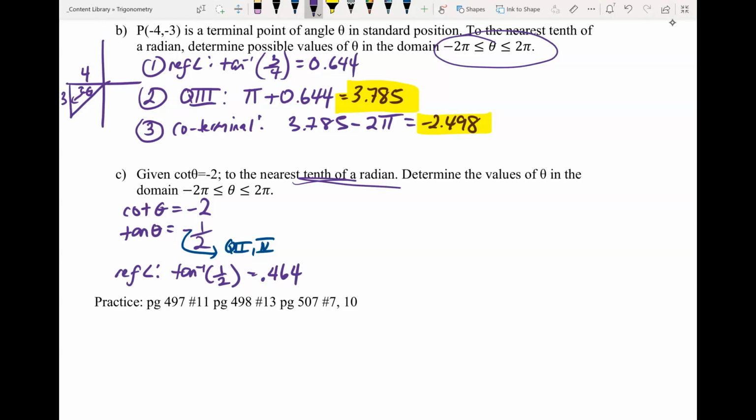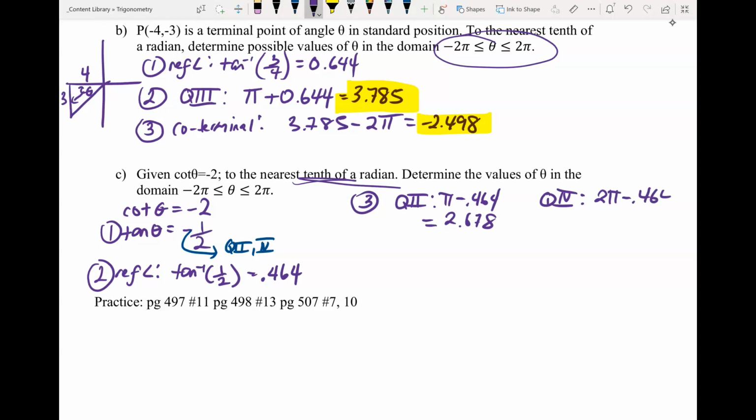All right, so now our next step, I guess first step was writing into tan. Second step is finding the reference angle. Your third step then is to find our angles in quadrant 2 and also find the angle in quadrant 4. So if it's in quadrant 2, we're going to do pi minus 0.464, which is 2.678. For quadrant 4, it's going to be 2 pi minus our reference angle, which is 5.819.